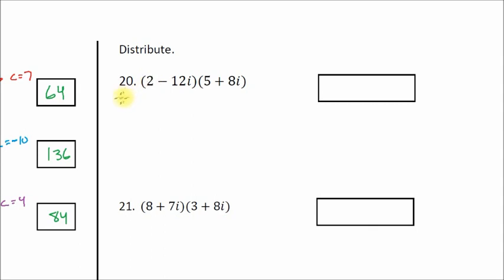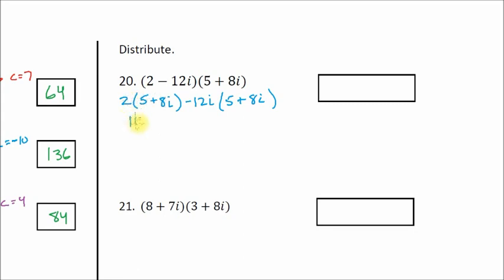The 2 is going to distribute to the second binomial, or the second complex number. And then we've got negative 12i times 5 plus 8i. So the first term of the first binomial goes to the second binomial. Second term of the first binomial goes to the second binomial. Now we can go ahead and multiply monomial times binomial.